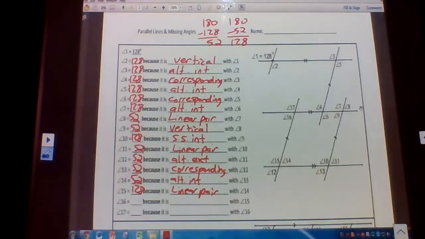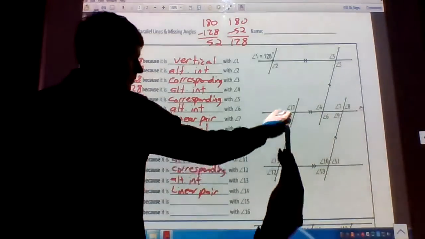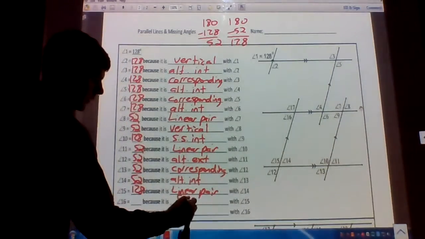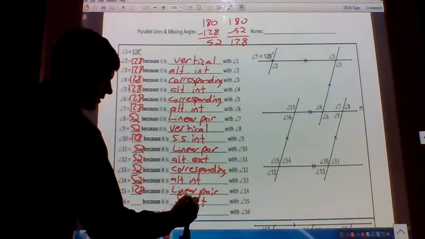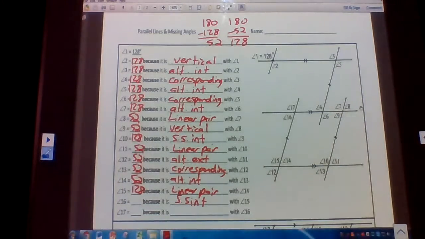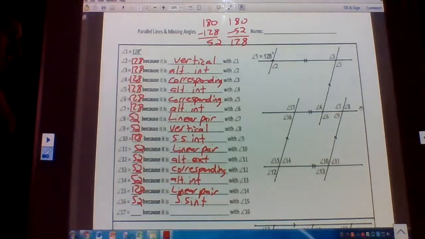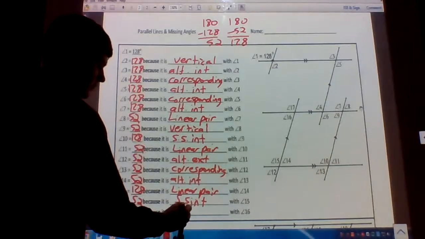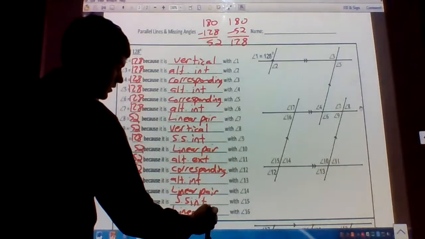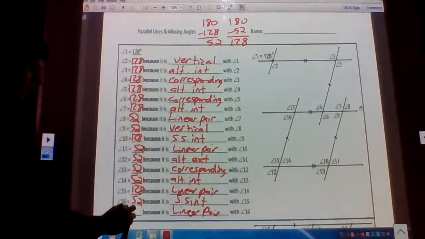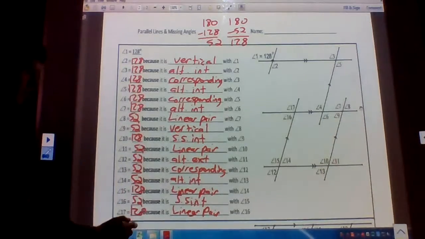15 and 16 are same side interior, which means they're supplementary, so 180 minus 128 is 52. And then 16 and 17 are a linear pair, so 180 minus 52 is going to be 128.